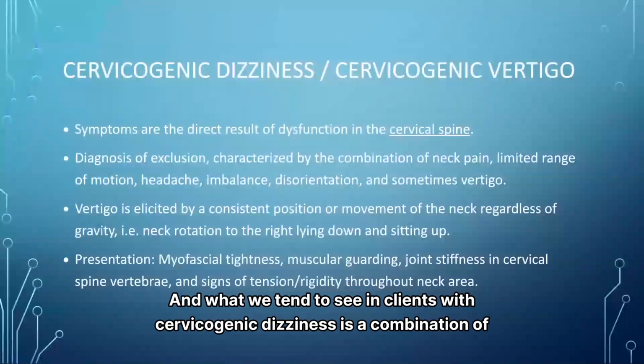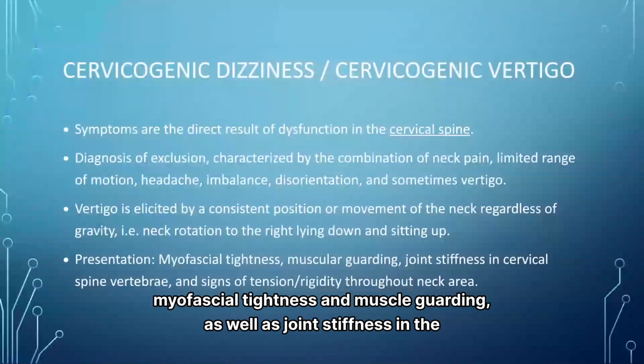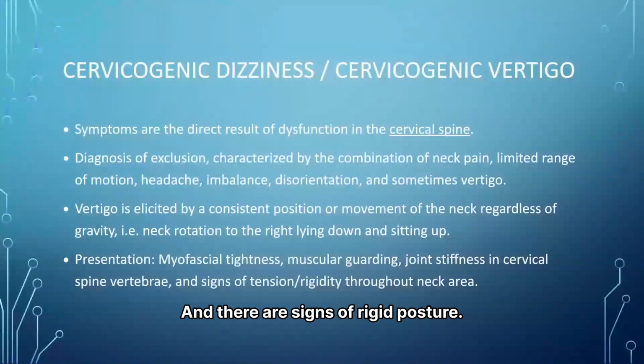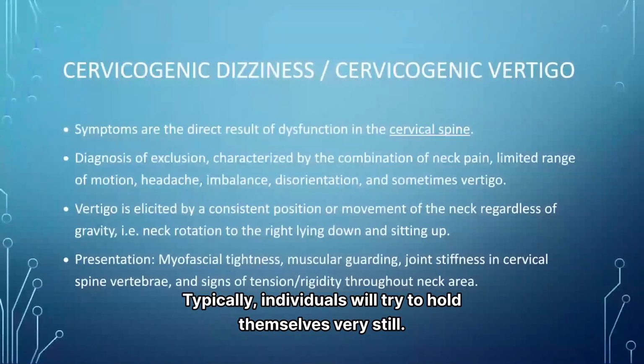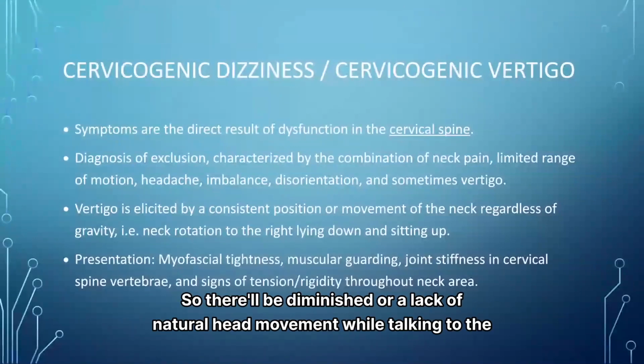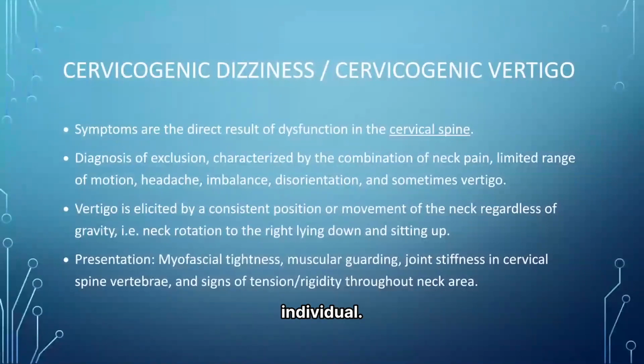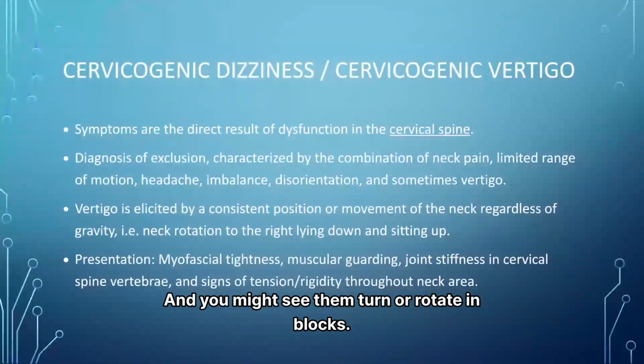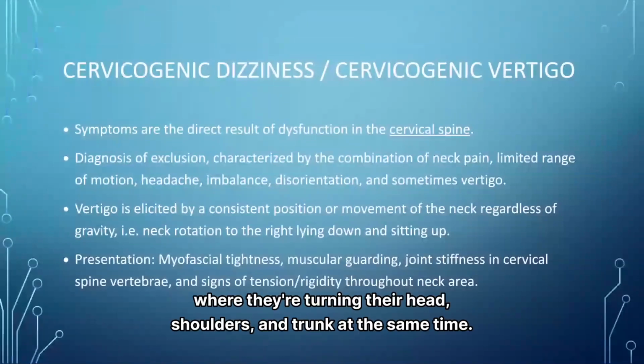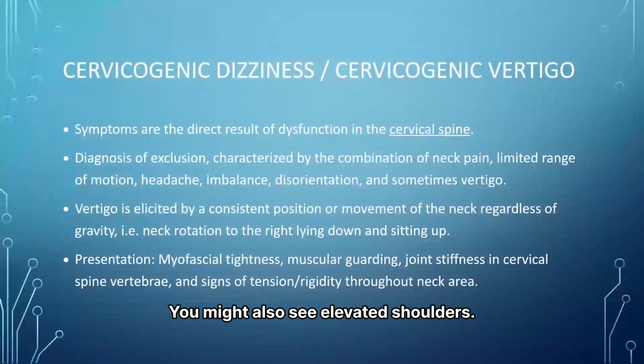And what we tend to see in clients with cervicogenic dizziness is a combination of myofascial tightness and muscle guarding, as well as joint stiffness in the vertebra. And there are signs of rigid posture. Typically, individuals will try to hold themselves very still. So there'll be diminished or a lack of natural head movement while talking to the individual, and you might see them turn or rotate in block, where they're turning their head, shoulders, and trunk at the same time. You might also see elevated shoulders.